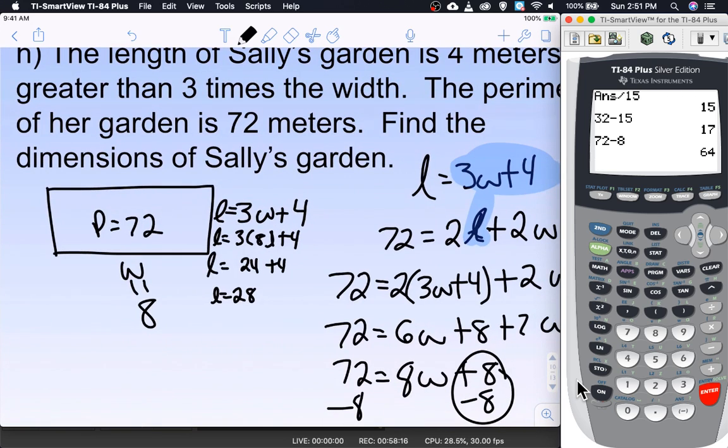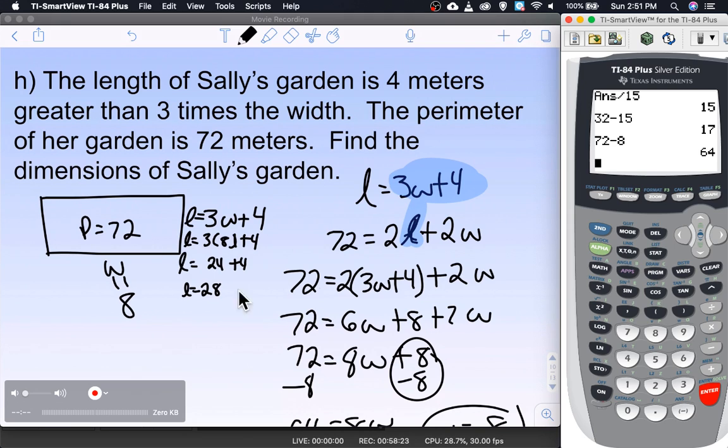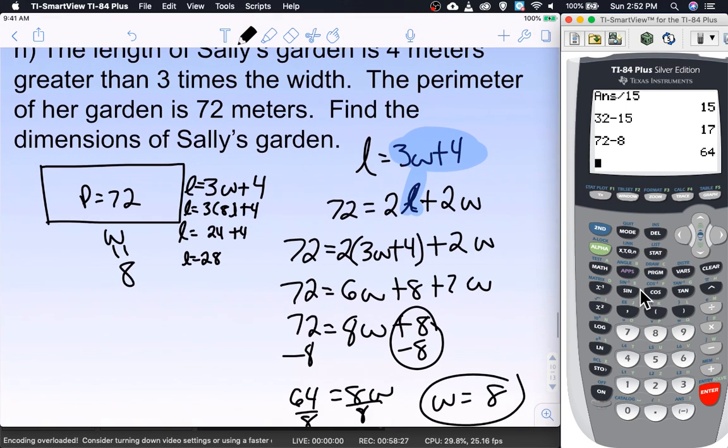That's a huge garden. I mean, 8 meters by 28 meters. If each meter is about 3 feet, that's a big, big garden. But that's how, even using x's and y's, we can do this.